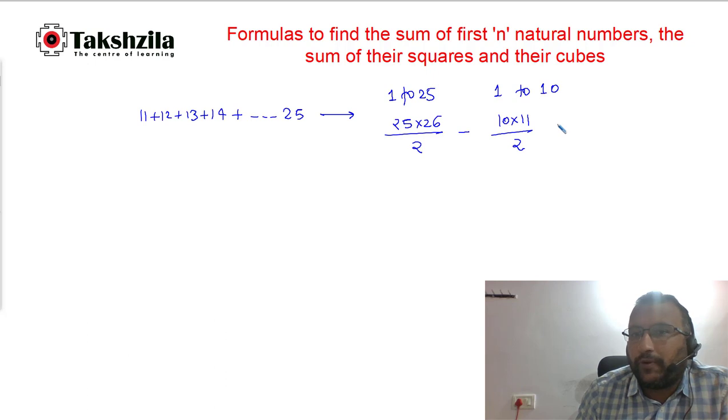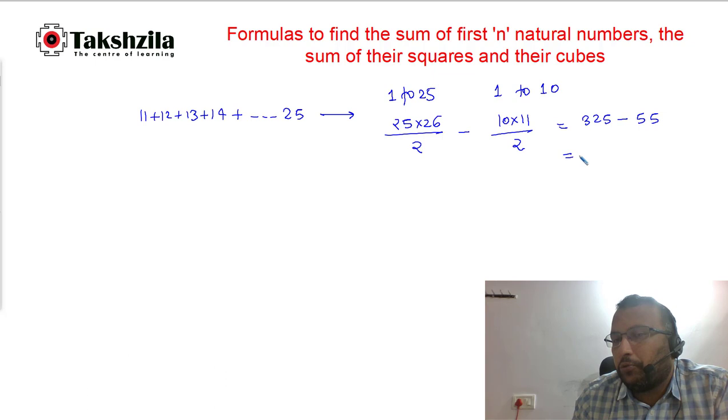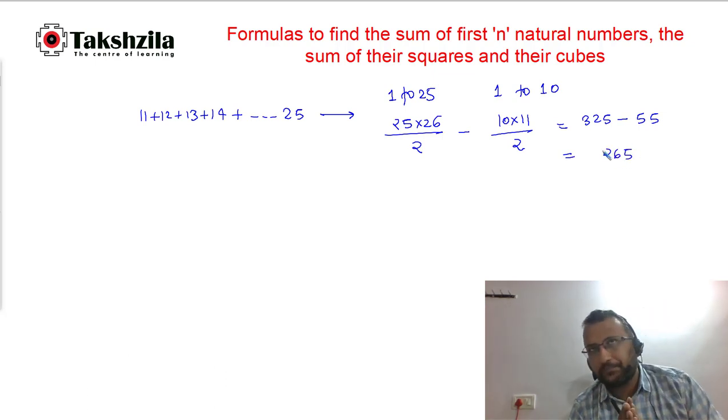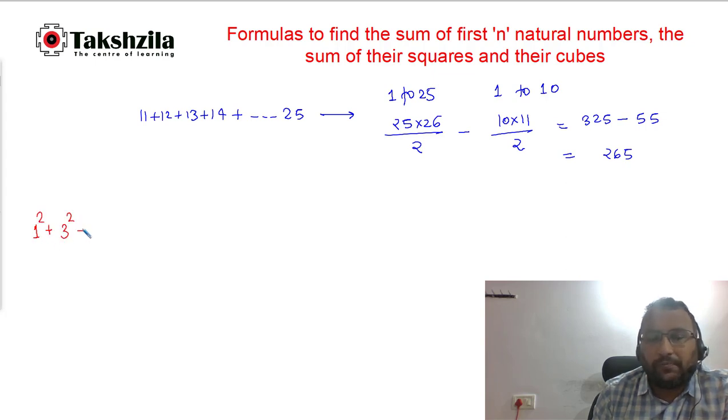So this is going to be how much? 25 into 13, that is equal to 325, minus 11 5s are 55. So this subtraction is equal to 265. This is how we can use the formula. Let's take one more example. Let's say I want to find the sum of 1 square plus 3 square plus 5 square and so on till 19 square.